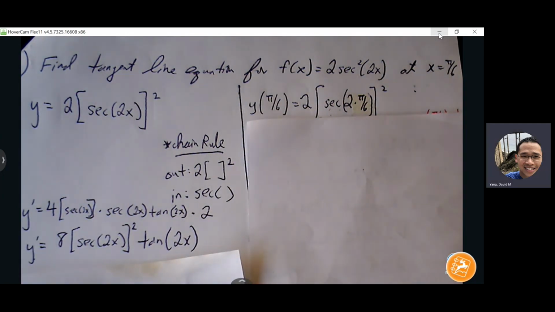Make sure that you're not finding the secant of pi over 6. That 2 is in front there, so it's actually secant of what? Pi over 3. If secant pi over 3 is not familiar to you, think about cosine. What's cosine of pi over 3? Right, 1/2, right? So secant must be 2. Yeah, flip that 1/2 around.